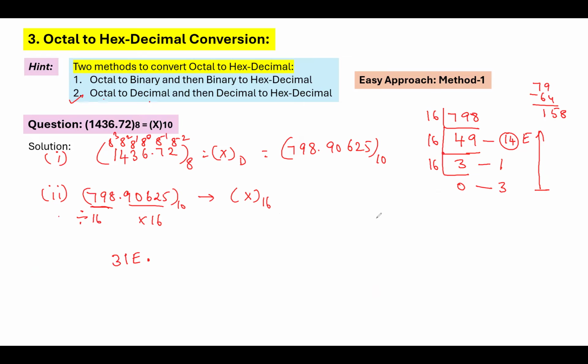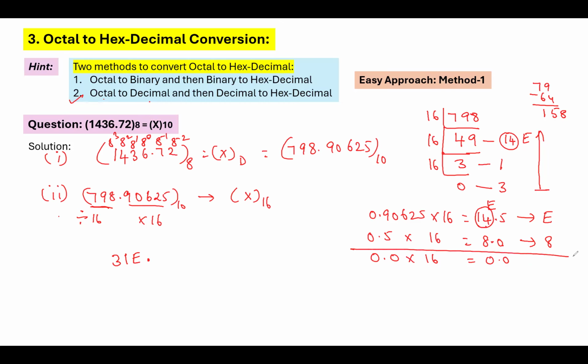For the fractional part, we multiply 0.90625 by 16, which is equal to 14.5. Instead of 14, we replace it with E. Its integer value is E. Now we multiply 0.5 by 16, which is equal to 8.0. This is 8. The remaining fractional part is 0.0. In the next step, if we multiply this fractional part by 16, the resultant product is 0 only. So at this level, we should stop the process. Now we take the values from top to bottom. So the fractional values are E8 with base 16. This is our answer.